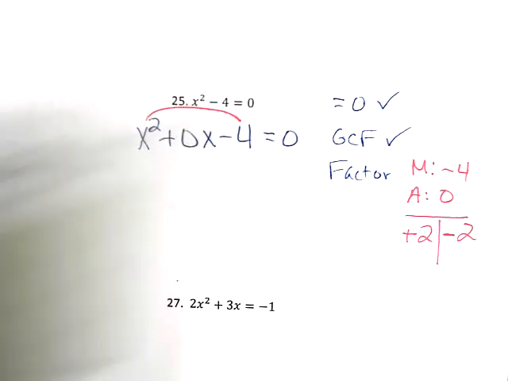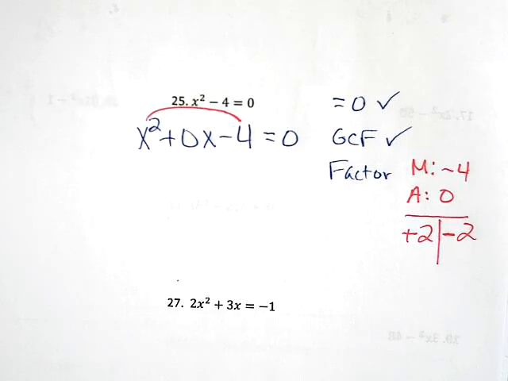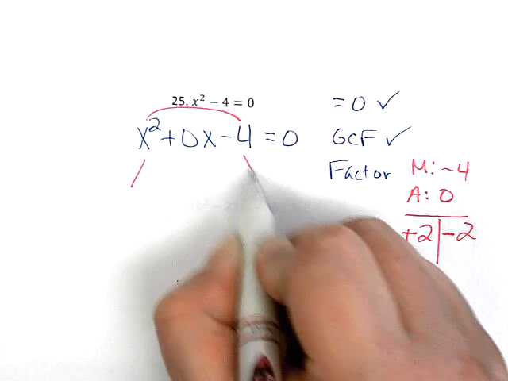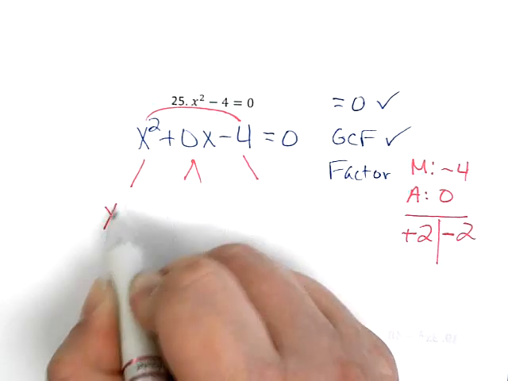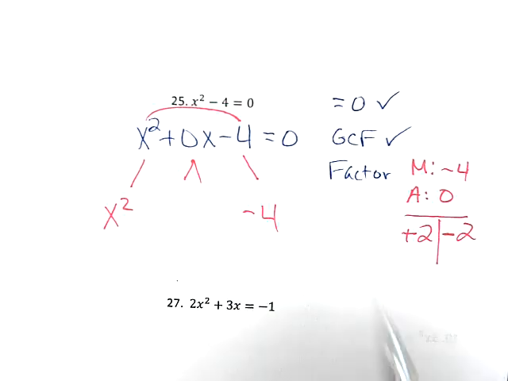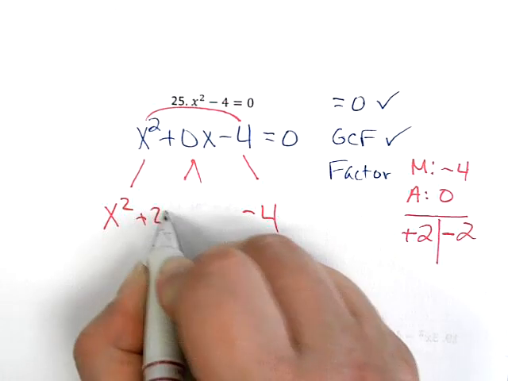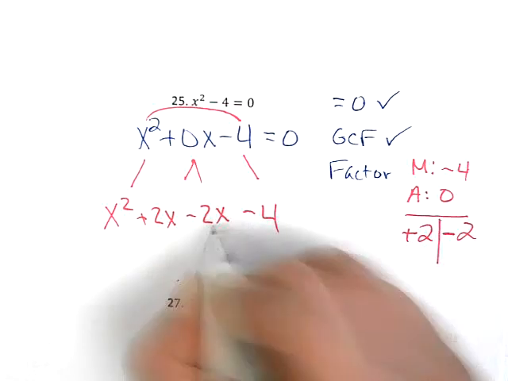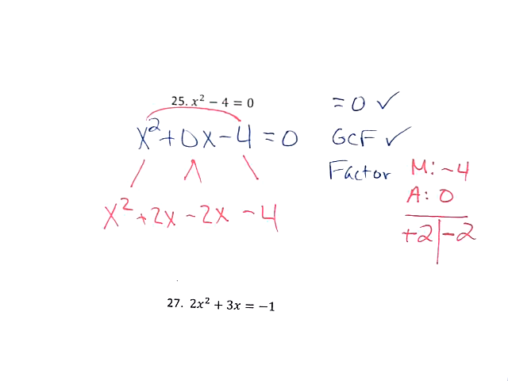So from here, you can either do the box method, or you can do the splitting the middle. So I'm going to show the splitting the middle on here first. So I get x squared and negative 4, those drop down. And then I have a plus 2x and a minus 2x. And then technically the equals 0 follows along as well.